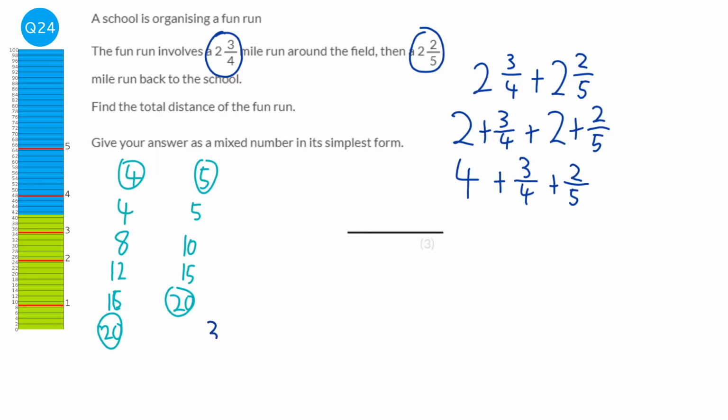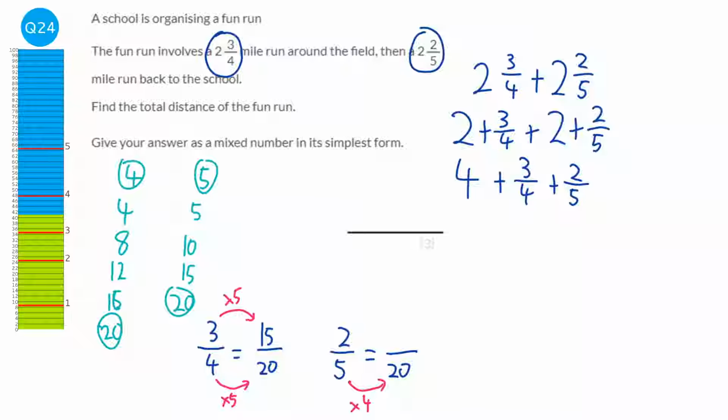Now for 3/4, to get the bottom to equal 20, we need to times the 4 by 5. And whatever you do to the bottom, you've got to do to the top, so times that by 5 as well, which will be 15. And for 2/5, we'll get that bottom to 20, so we times that by 4. And so we've got times the top by 4 as well, to make it 8.